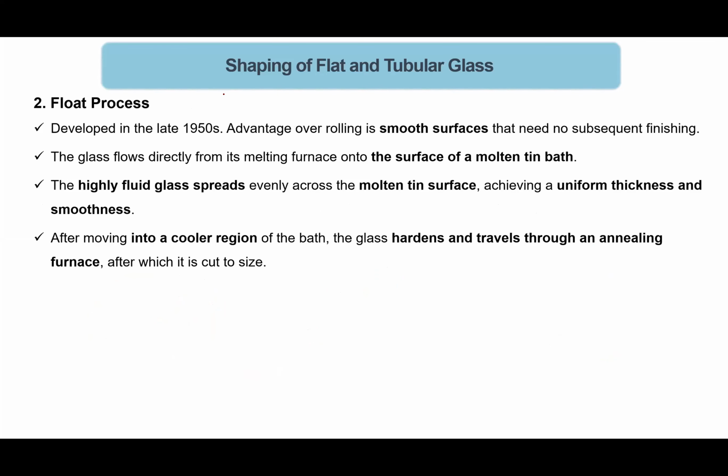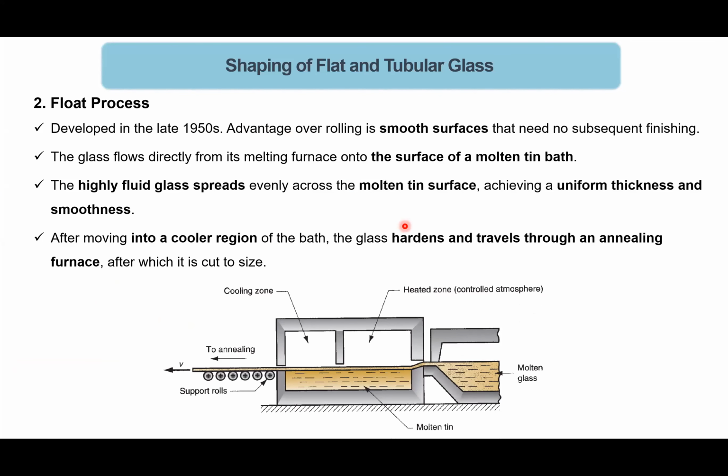Okay, moving forward, the second process is the float process. In the case of the float process, it's a kind of advanced technology. In this case, it's also a continuous manufacturing process to produce flat glass sheet.